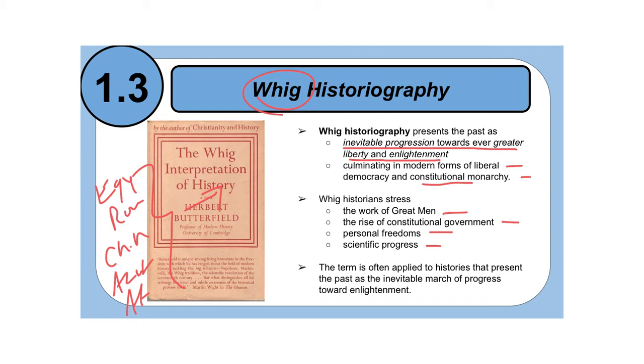The term is often applied to histories that present the past as inevitable marches of progress towards enlightenment. That's really what Whig historians believe. History is just a natural progression of events that happen one after another that just make us more and more liberal minded, and closer to democracy, and more enlightened.